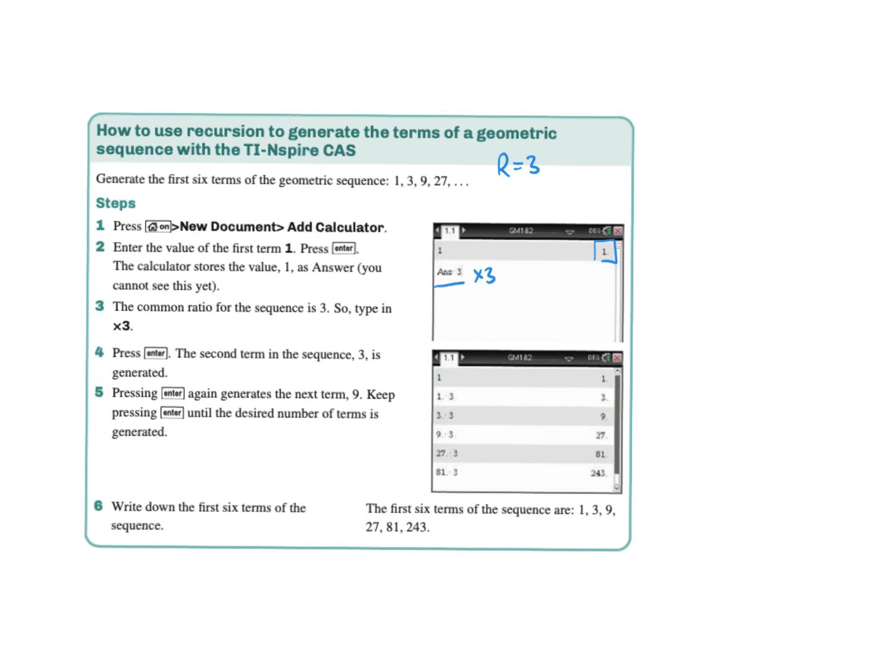You want the answer before to be times by 3. Then you press enter, and you'll end up seeing this. If you just keep pressing enter from then on, it will keep bringing up the sequence for you. It automatically does it, so that's a lot handier to know, and it'll make you a bit quicker in your tests.